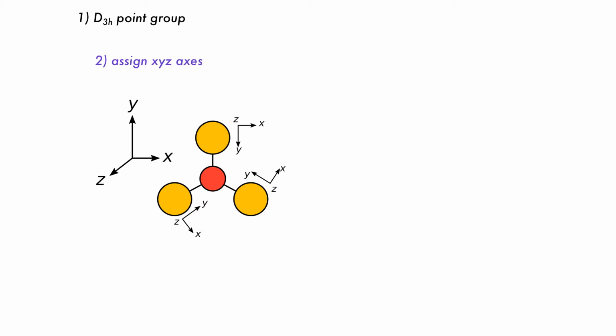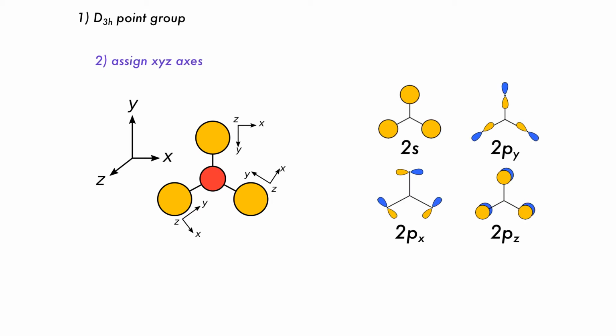The axes then need to be assigned. The principal axis of rotation will be the z-axis. The y-axis will point along the molecular bonds, and the x perpendicular to it, meaning that each of the outer atoms has a different set of coordinates. With these Cartesian coordinates, the 4 fluorine valence orbitals will adopt these configurations.